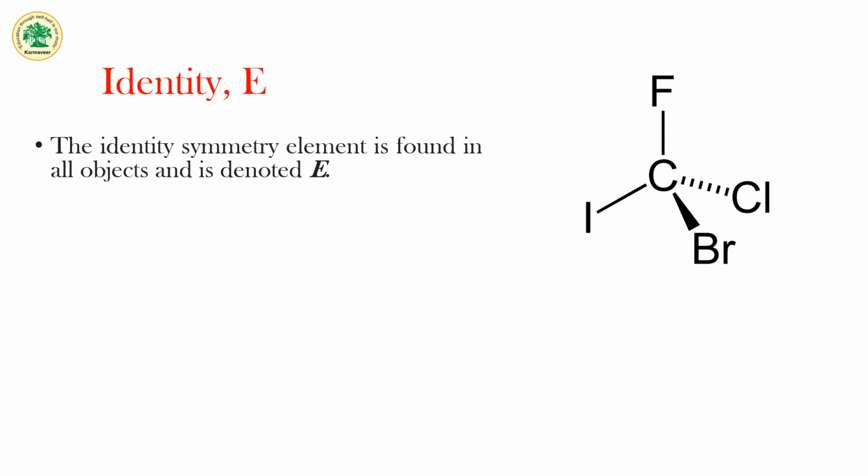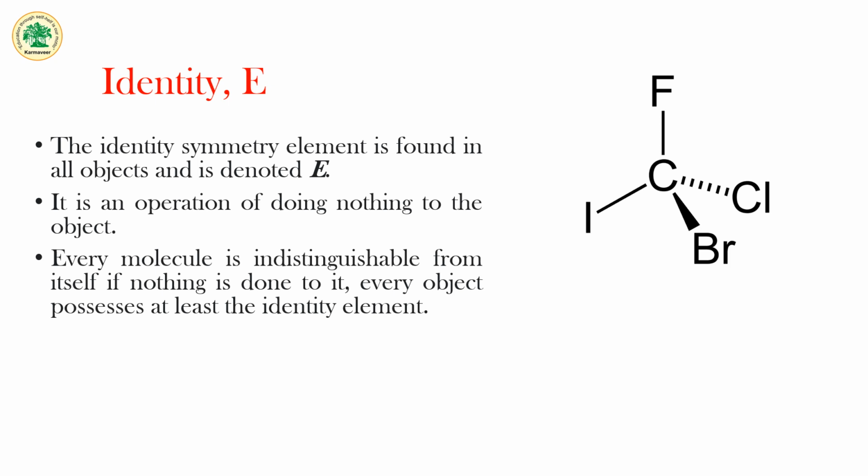That is, we can also say that identity is equal to doing nothing to the molecule. So the operation of doing nothing to an object is also called the identity operation. And every molecule is indistinguishable from itself if nothing is done to it, that is, it produces at least one element, that is E.